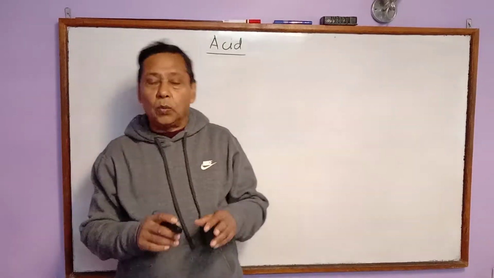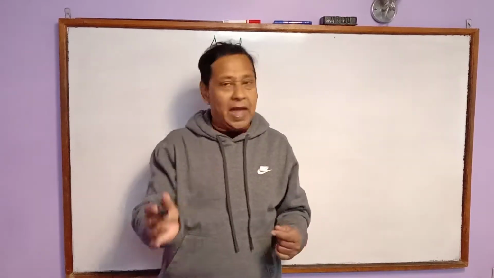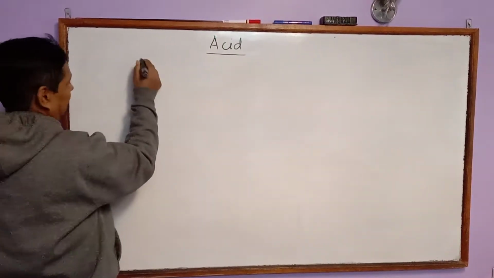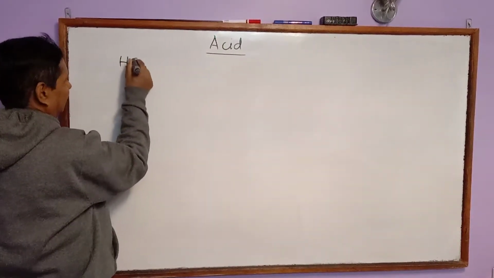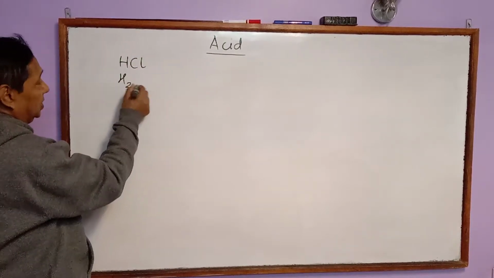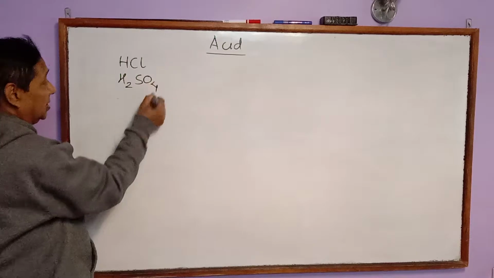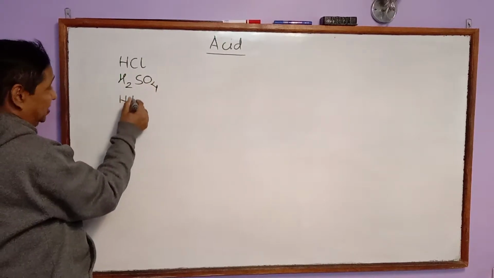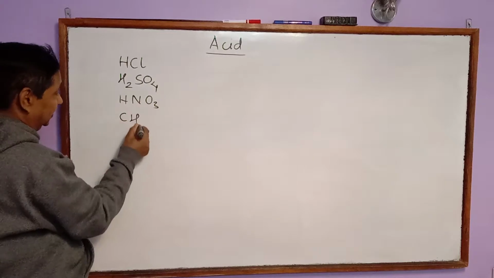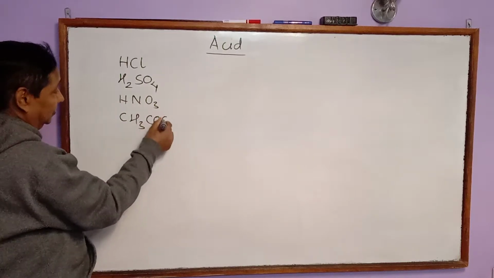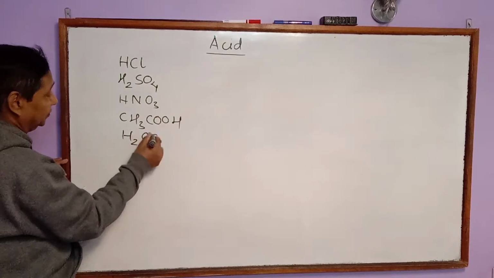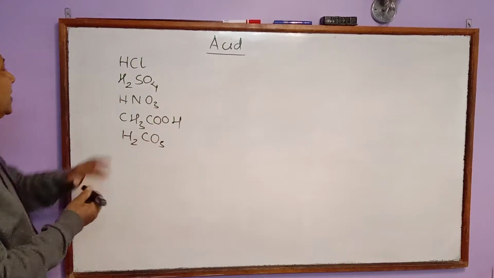Acid. What is acid? I want to start with an example. Look at this. What is this? This is hydrochloric acid. This is sulfuric acid. This is nitric acid. This is acetic acid. This is carbonic acid. Okay, all these are acids.